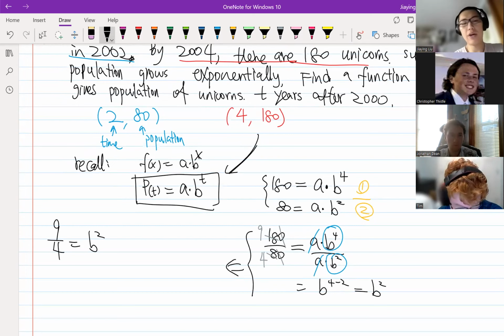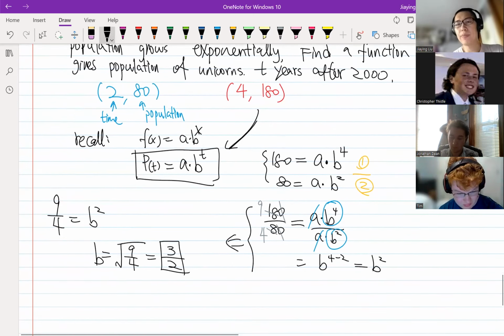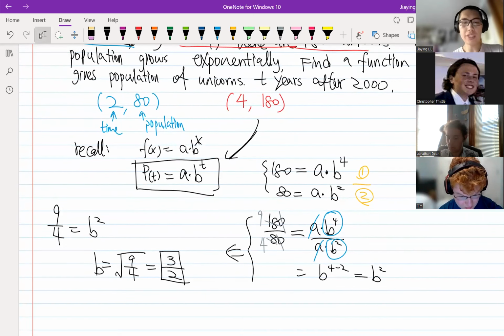That's great because now we can take a square root to solve for B. So B equals the square root of 9 over 4. Square root of 9 is 3, square root of 4 is 2. I'm not keeping the negative because if you remember earlier, we said for exponential functions, the base has to be positive. So you don't have to worry about plus or minus when we take a square root. Any questions up to this point? Okay, so we solved for B.